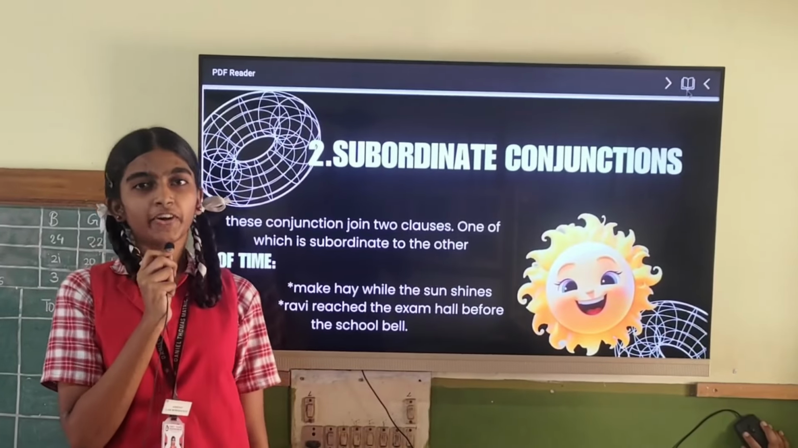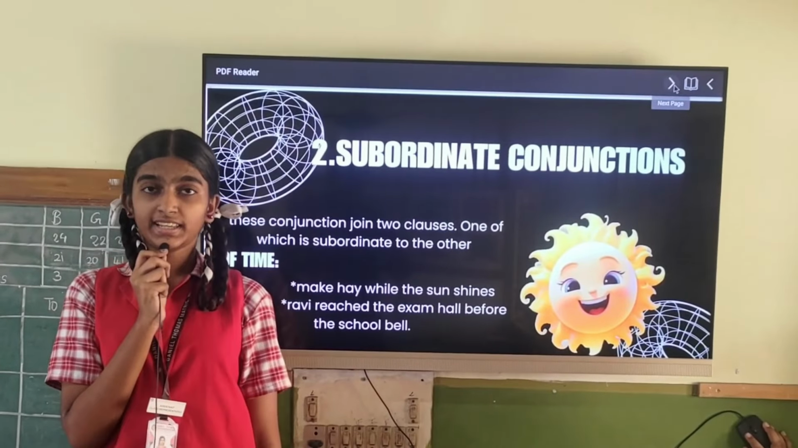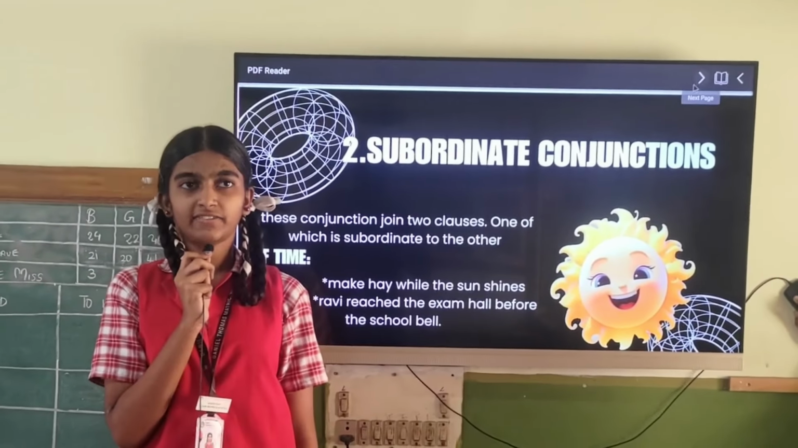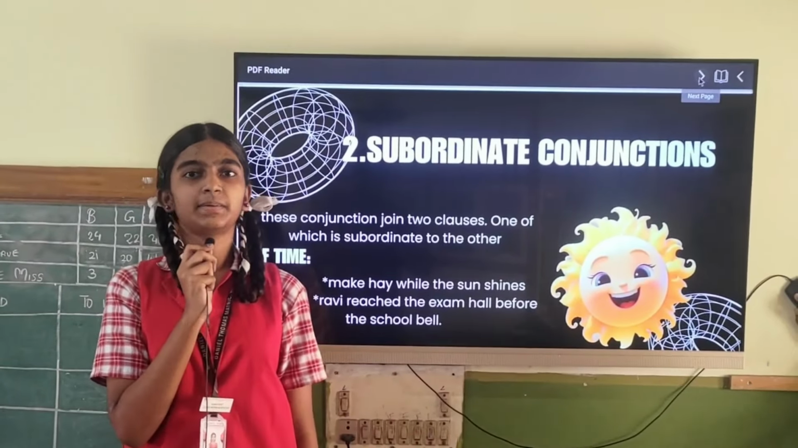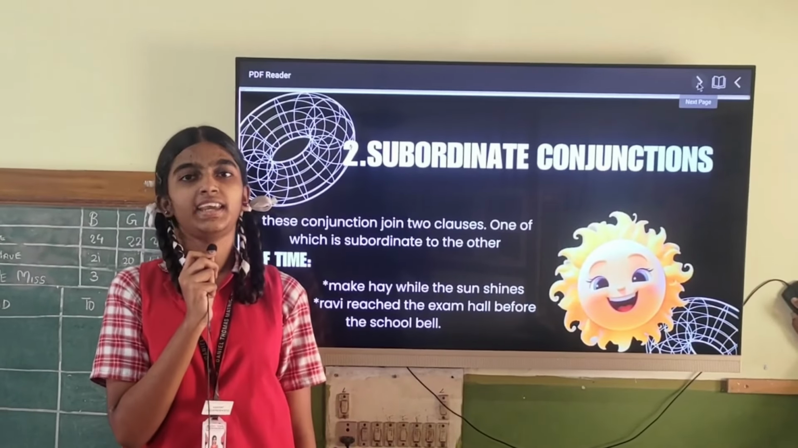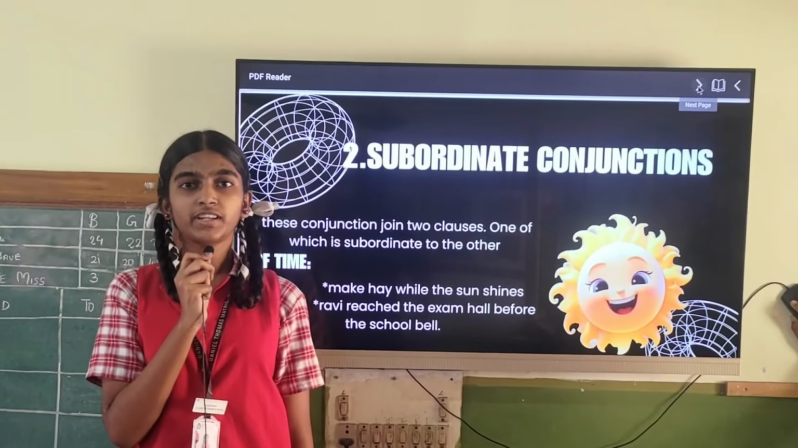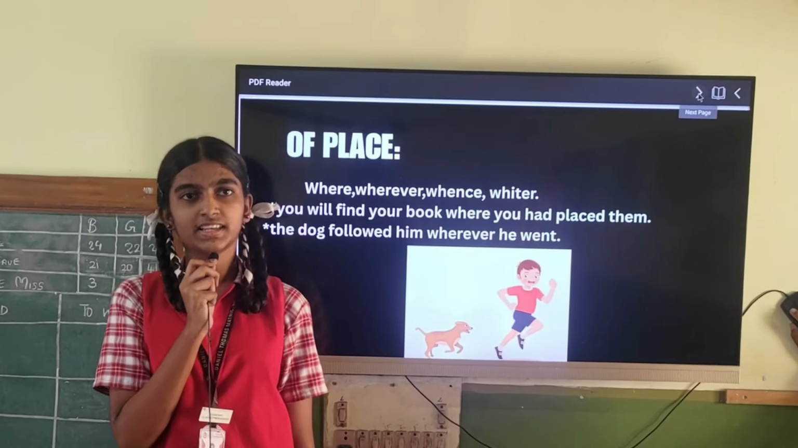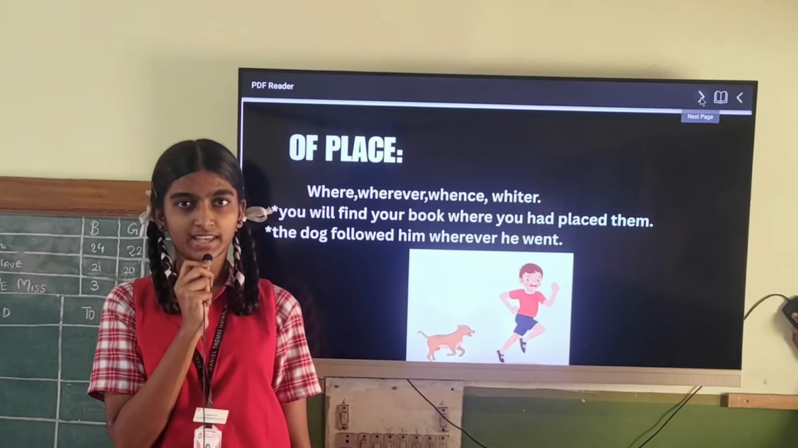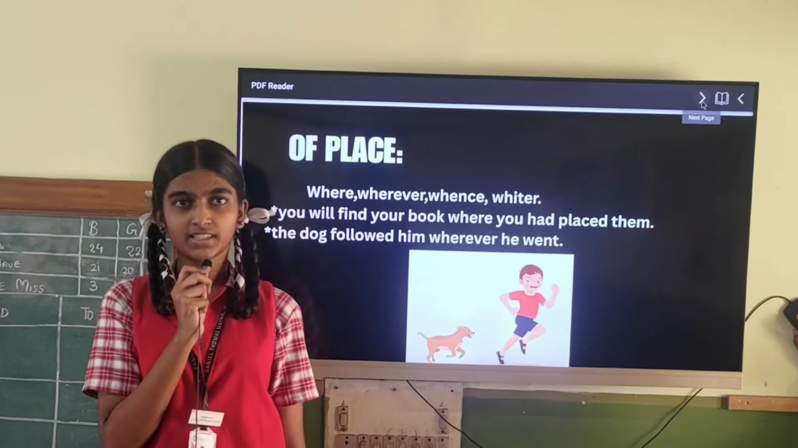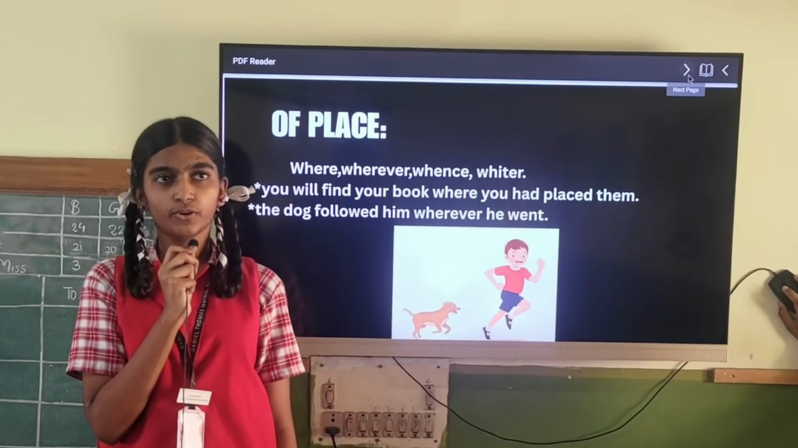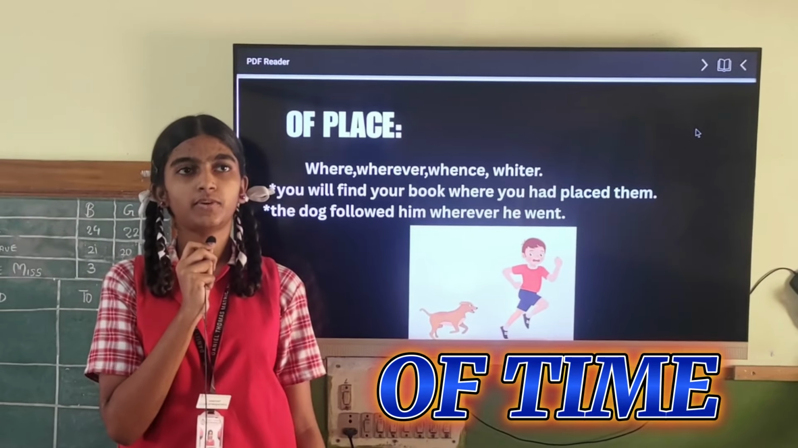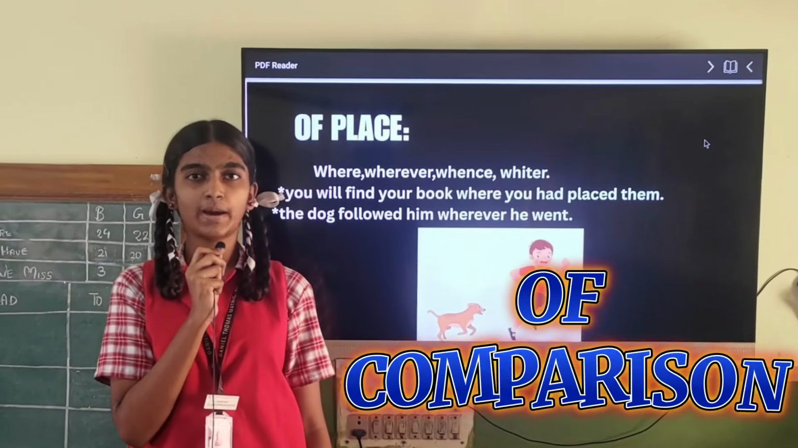Subordinating conjunction. Subordinating conjunctions are the words which link a dependent clause with an independent clause. For example, the bus had left before he came. In the sentence, "the bus had left" is the independent clause, and "he came" is a dependent clause. "Before" is the subordinating conjunction which joins the dependent clause with the independent clause. Some common subordinating conjunctions are if, as soon as, though, although, and even though. Subordinating conjunctions have four main types: of time, of place, of contrast, of comparison.